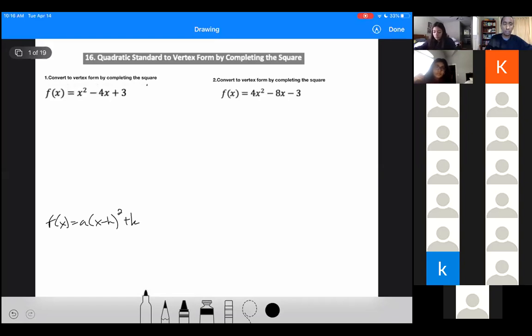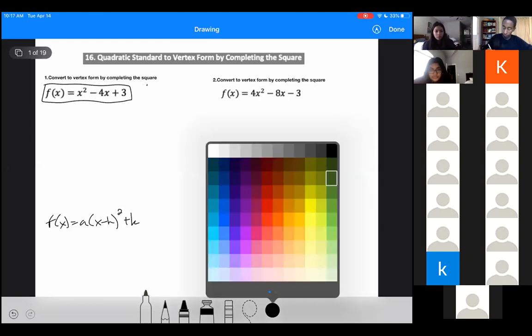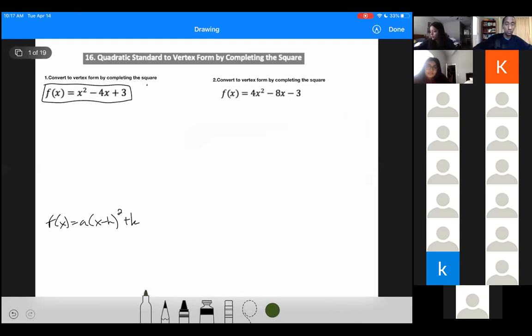Y'all can see my screen, right? Okay, cool. So when we're completing the vertex form, we need it to look like that, okay? So our a is what for this first one here? What is the a of this? Is it 1? The a is 1 because the a is the number right in front of the x squared. So we know that this is going to be 1, okay?